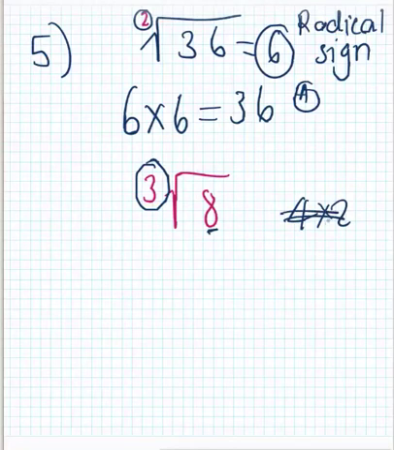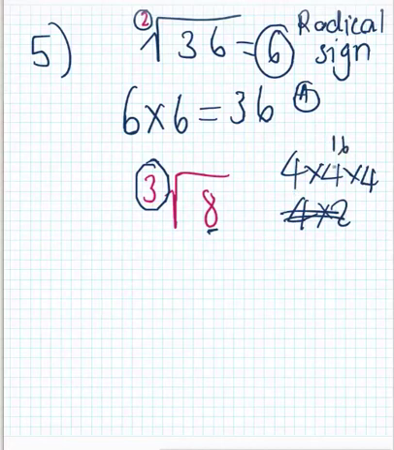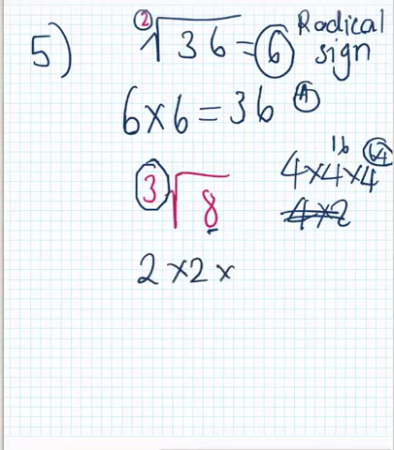And the trick is always start with 2, because numbers get large very quickly. If I went, for example, maybe 4 times 4 times 4 will work. Okay, if I picked 4, so a number times itself 3 times, 1, 2, 3, to give you 8, the same number. Is it 4? Let's have a look. 4 times 4 is 16. 16 times 4 is 64. Is that 8? No, it's way too big. So let's try 2. So 2 times 2 times 2, let's see if it gives me 8. 2 times 2 is 4, 4 times 2 is 8.